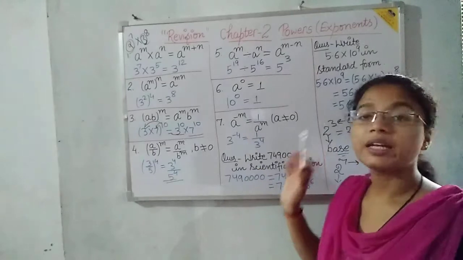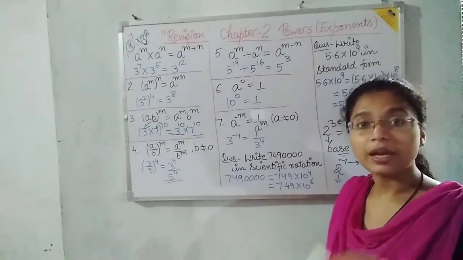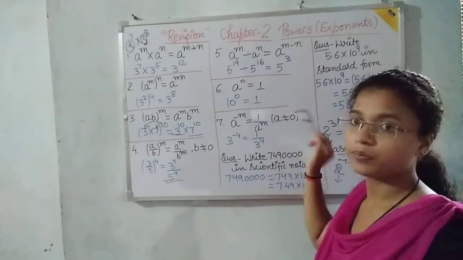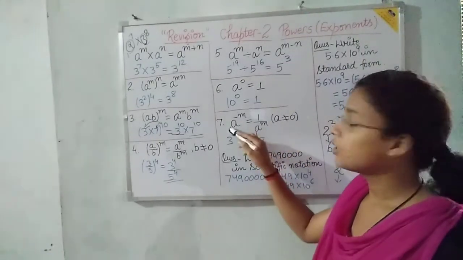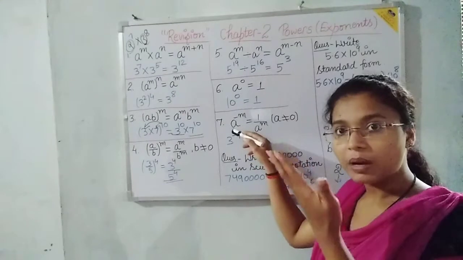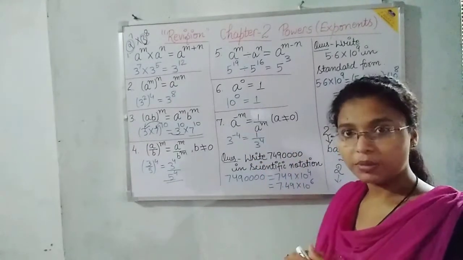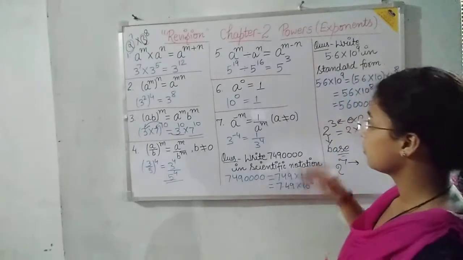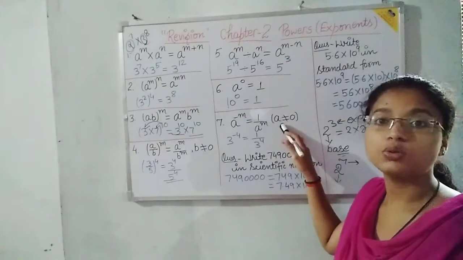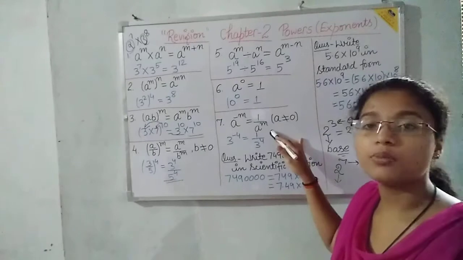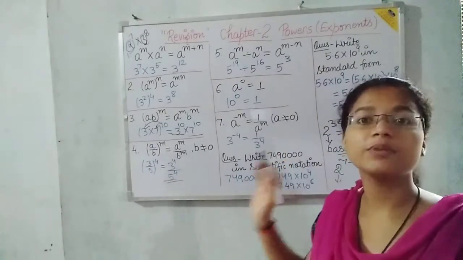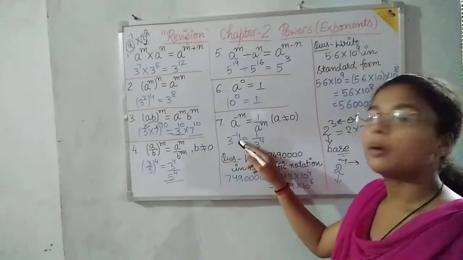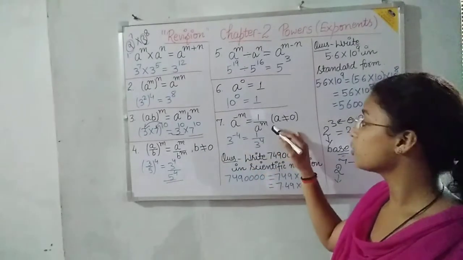A to the power minus m. A to the power minus m can be written as 1 upon a to the power m. If this is the numerator, and a to the power m goes in the denominator, the power becomes plus. And a cannot be equal to 0, because when the denominator equals 0, this division will not be defined. Now suppose 3 to the power minus 4, this can be written as 1 upon 3 to the power 4.